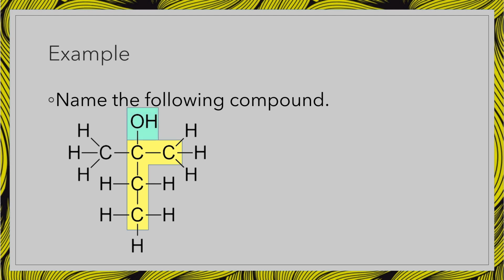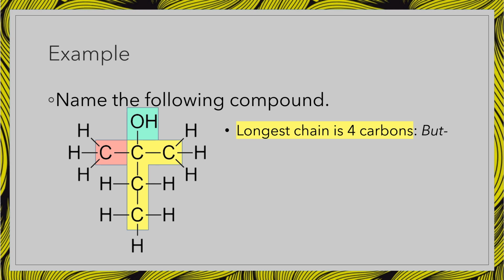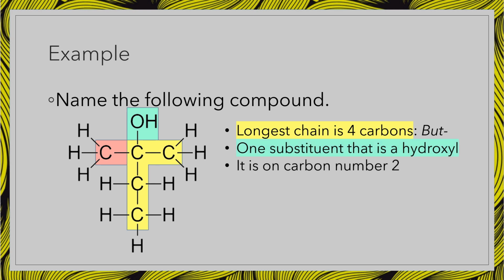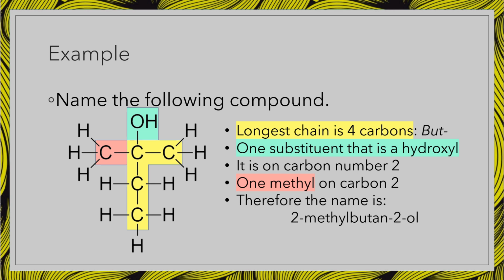We have an OH. What's left? We have a CH3. So we've got a methyl group on our alcohol. So longest chain is 4. It's going to be but-. They're all single bonds, so it's going to be a butan. We have a hydroxyl group. It's on the 2nd carbon. So at the moment, we've got butan 2-ol. We also have a methyl group. It's on carbon number 2. So it's going to be 2-methyl butan 2-ol. Okay.